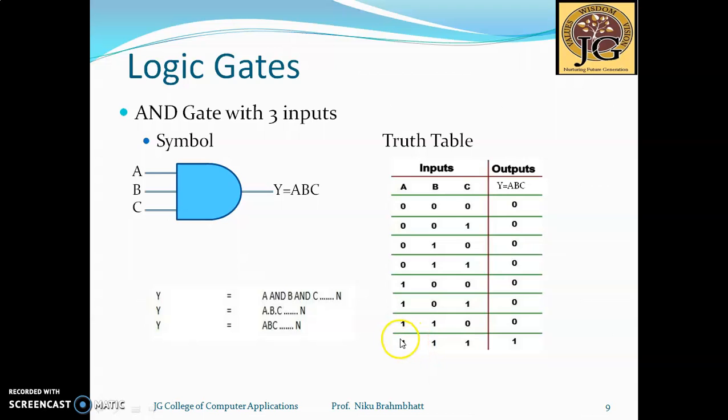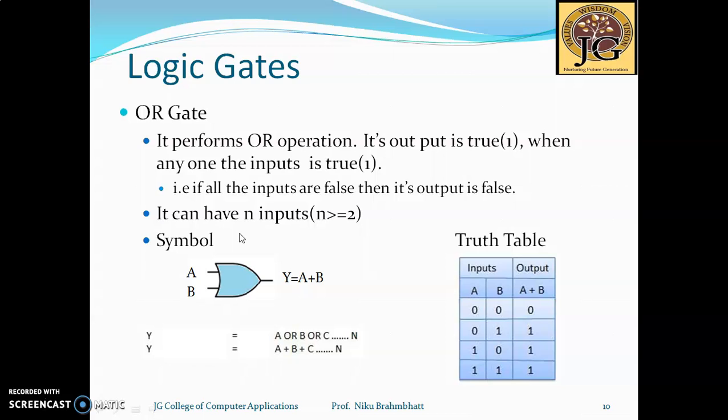As I said, when all the inputs have value 1, then put output as 1, otherwise 0. So this is the three input AND gate. Next gate is OR gate. It performs the OR operation, meaning its output is 1 when any one of the inputs is true. Or you can say its output is false when all inputs have value false, meaning 0. It can have n inputs where n is greater than or equal to 2, meaning a minimum of 2 inputs must be there.